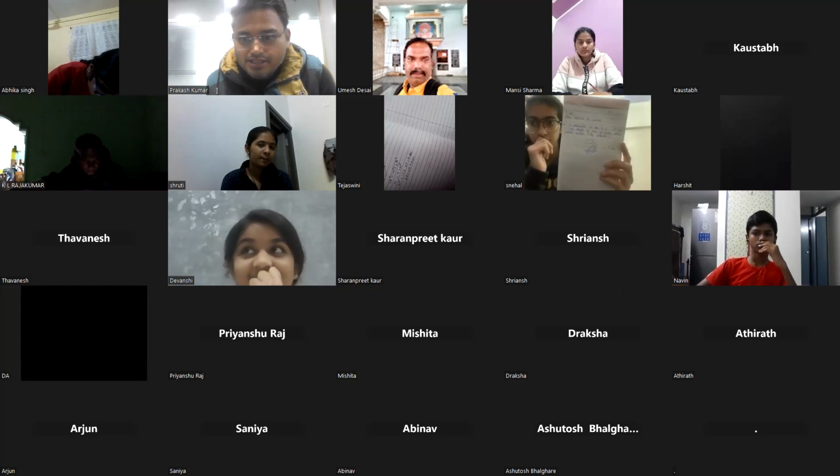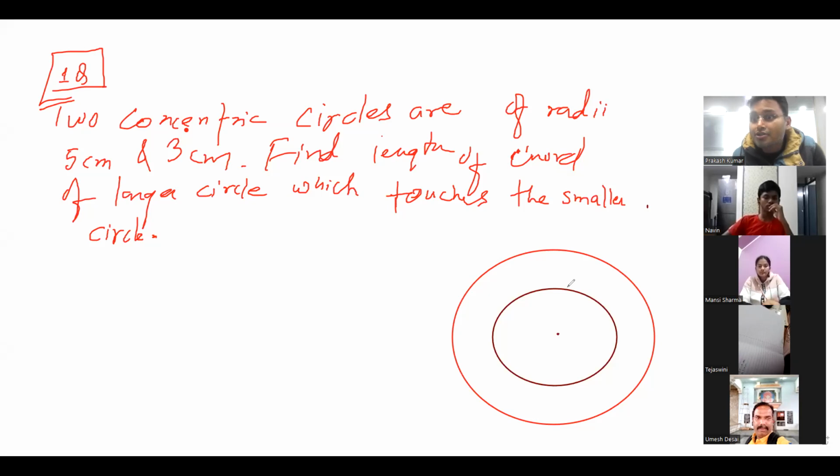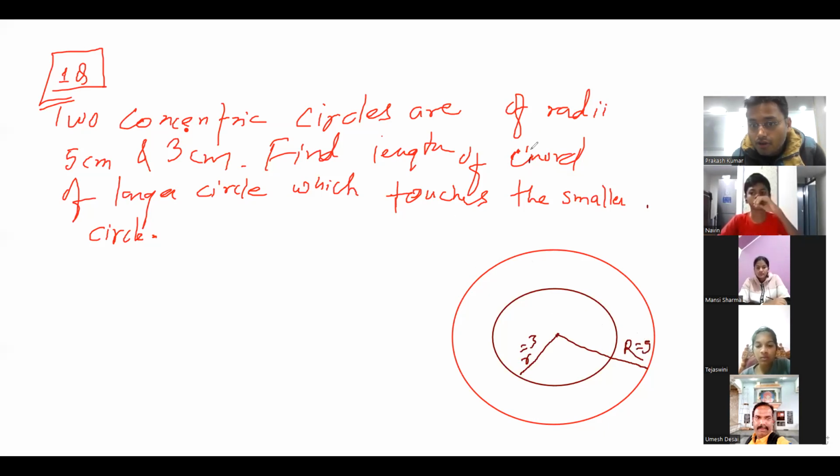Fine. So let us start. So these are the two circles which are concentric, meaning they have the same center. Now, if this one is the radius r, and this one is the capital R radius, right? So the question is, this one is 3, this one is 5. Centimeter I'm not writing. You have to find the length of the chord of the larger circle which touches the smaller circle.